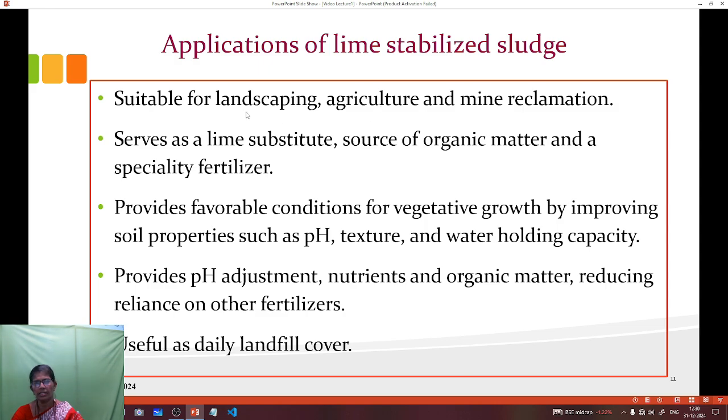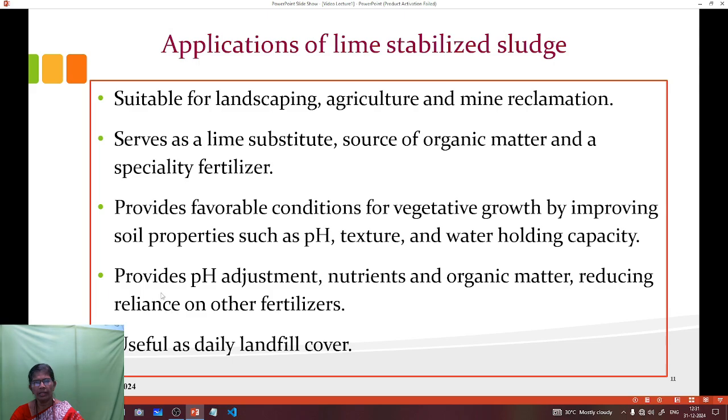After stabilization, it can be placed in landscapes for agriculture and mine reclamation. It is also a source of organic matter, it can be used as fertilizer, and it improves vegetative growth. We can adjust the soil properties by using this stabilized sludge, and the texture is also changed so that it can hold water.